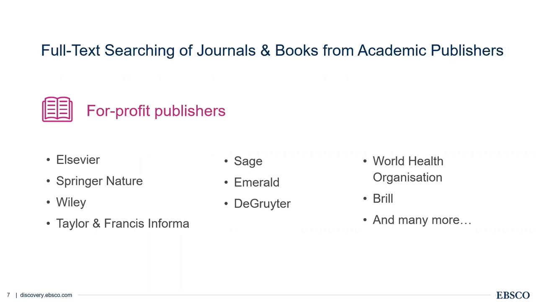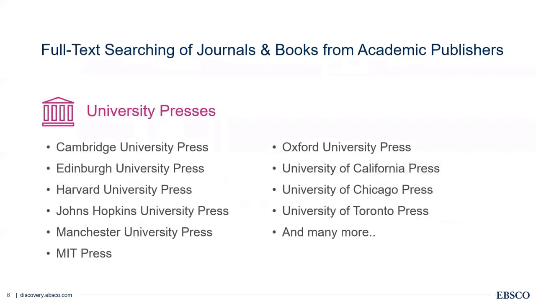commercial publishers, top commercial publishers, including De Gruyter, Sage, Taylor & Francis, Wiley, Springer Nature, Elsevier. Those very well-known publishers are indexed in the EDS, and not only commercial, but also university press publishers, including Oxford, Harvard, Edinburgh, Cambridge University Press, MIT, and many, many more.